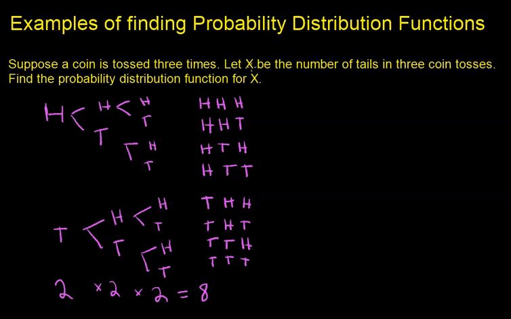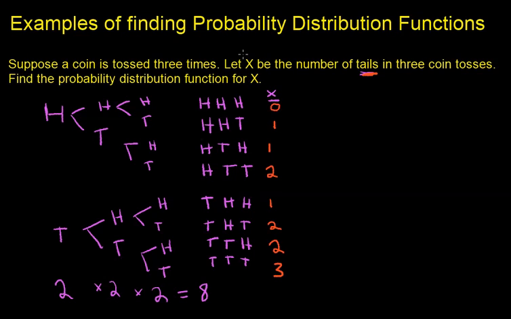All right, so x is the number of tails. Let's go ahead and think about what x is for each of these possible outcomes. So here x would be 0 if you had 3 heads, right? Because x is the number of tails. Here we'd have one tail, 2 tails, 1 tail, 2 tails, 2 tails, and 3 tails.